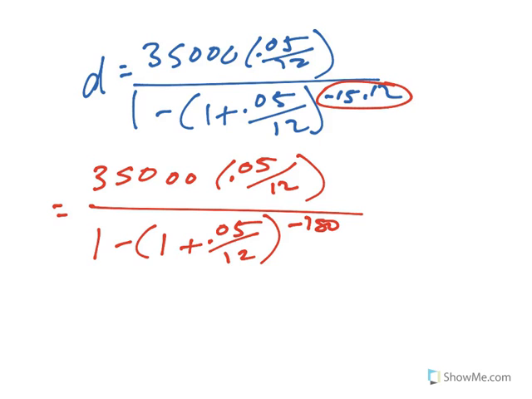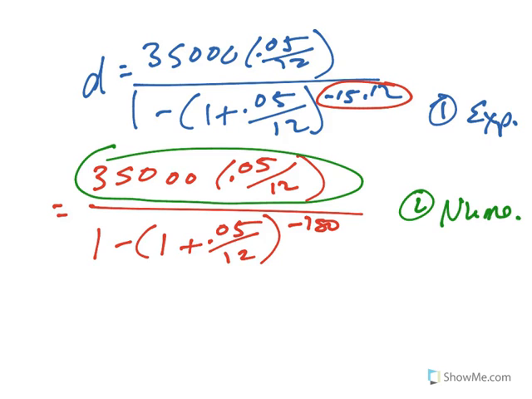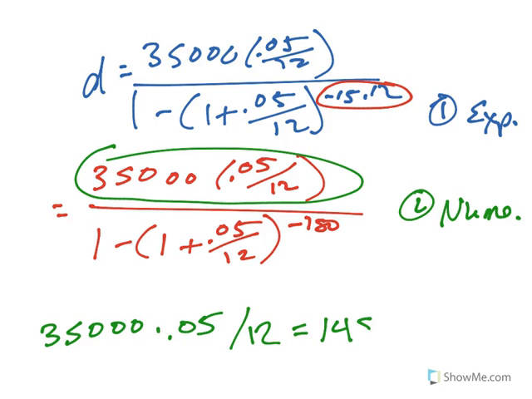Next step, I really need to separate the numerator and the denominator. So step 1, I did the exponents. Step 2, I'm going to do the numerator. So I'm going to do this piece here. I'm just going to take 35,000 times 0.05 divided by 12. And that gives me 145.833333, and it just keeps going on and on and on.